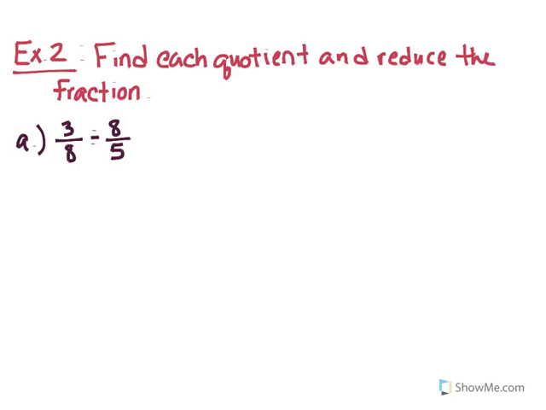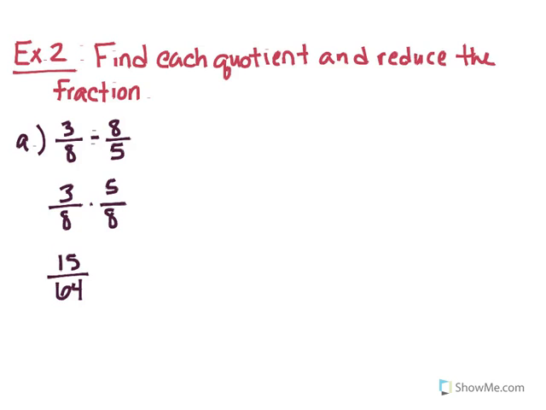So before we do any operations, we need to rewrite this. So the first fraction will always stay the same, so that's going to remain as 3/8. The division sign now changes to multiplication, and I will flip or reciprocate that last fraction, which is going to become 5/8. So now, again, we're back to multiplying, so top to top, bottom to bottom. 3 times 5 gives us 15, 8 times 8 gives us 64, and now we're going to need to reduce it.